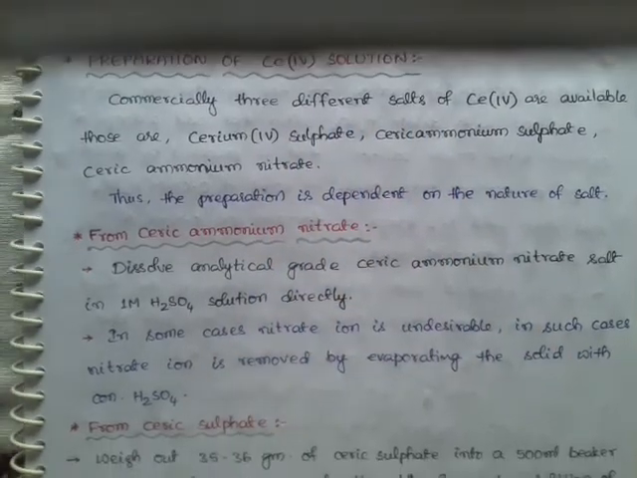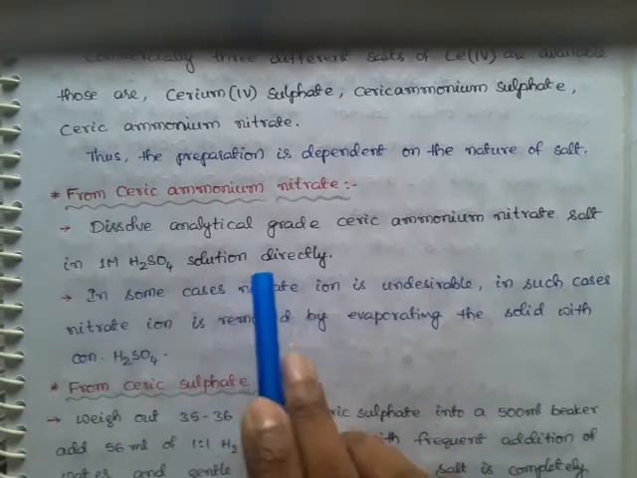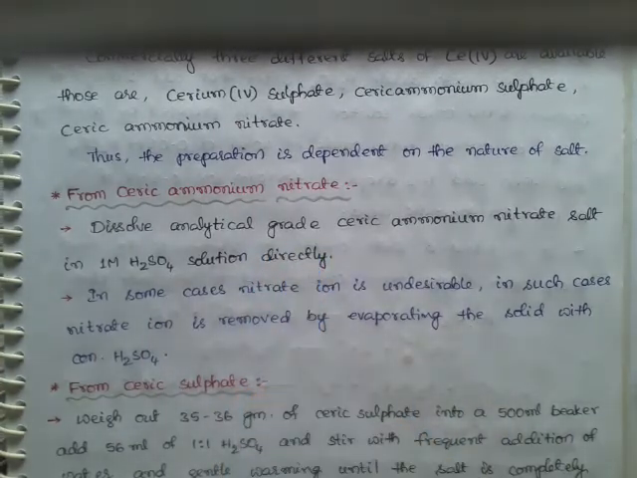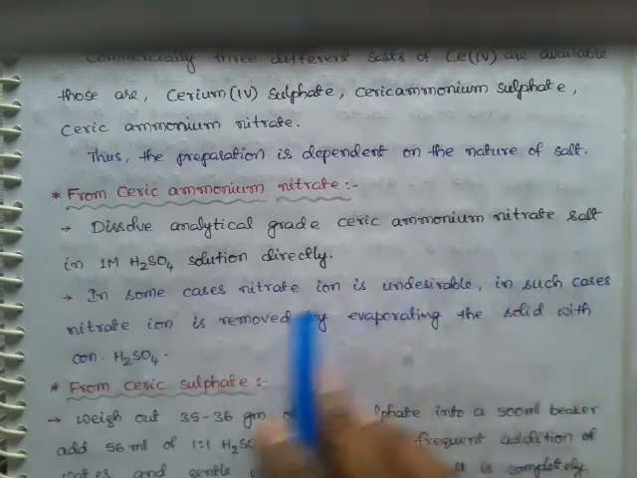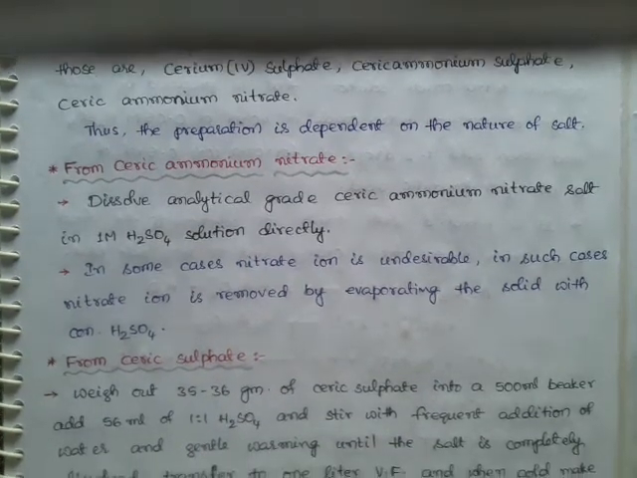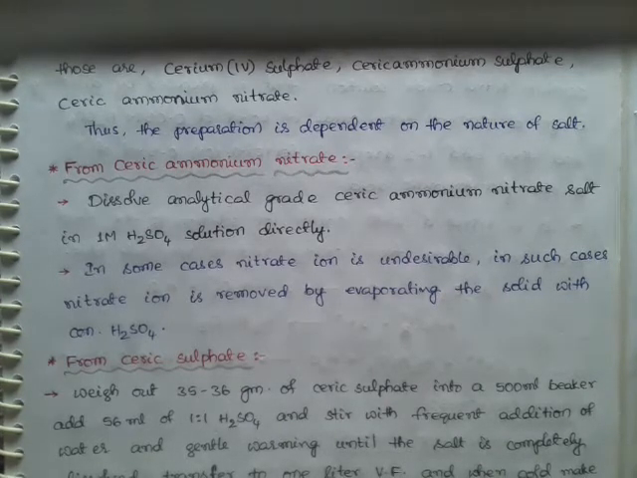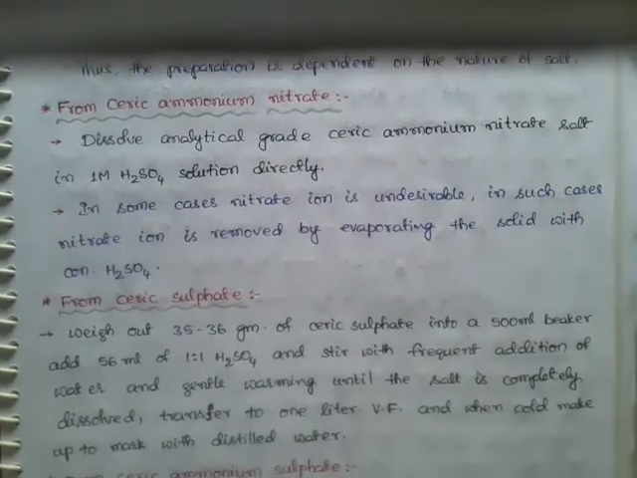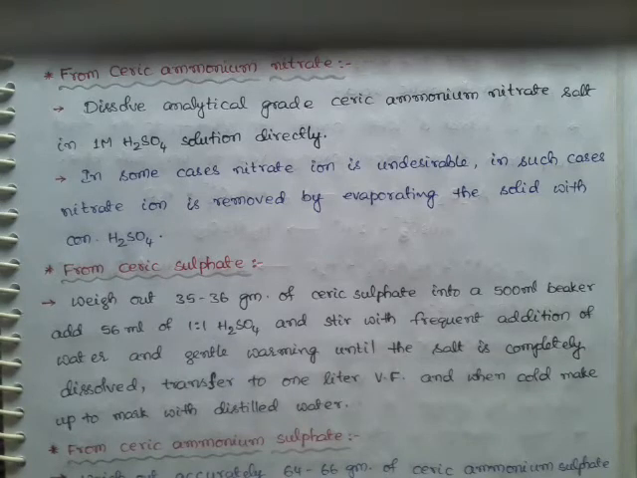Okay, for example, if you wanted to prepare the solution from ceric ammonium nitrate, simple, just dissolve AR grade, that is analytical reagent grade, ceric ammonium nitrate salt in 1 molar H2SO4 solution directly. In some cases nitrate ion is undesirable, so in such cases what should you do? You need to remove the nitrate ion by evaporating the solid with concentrated H2SO4. Simple.